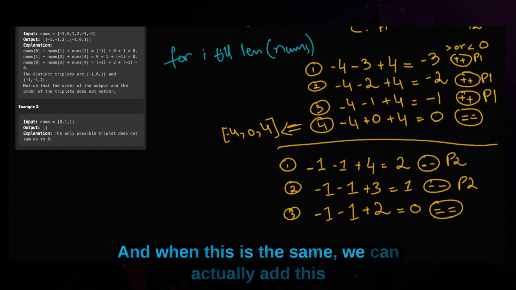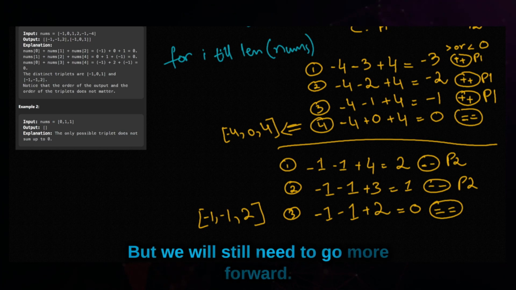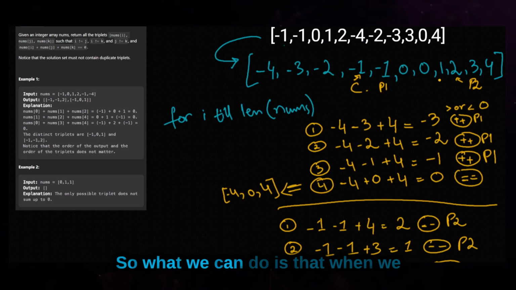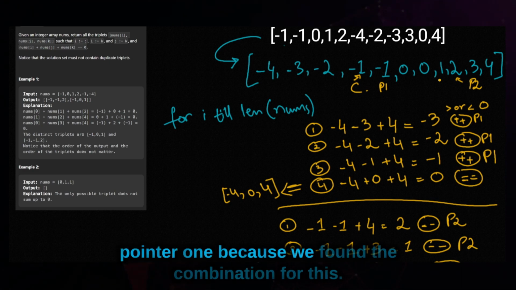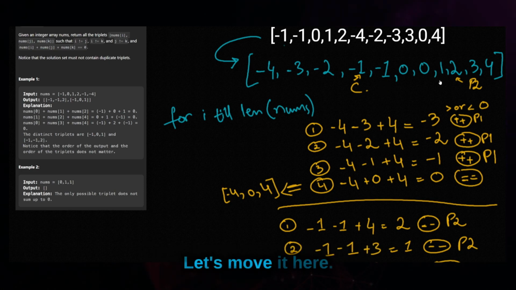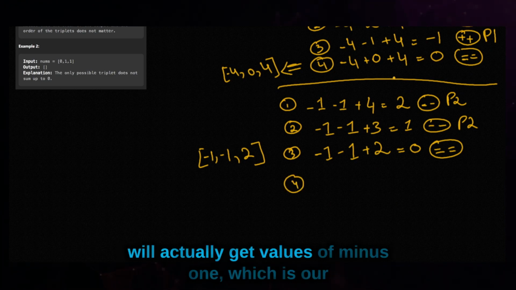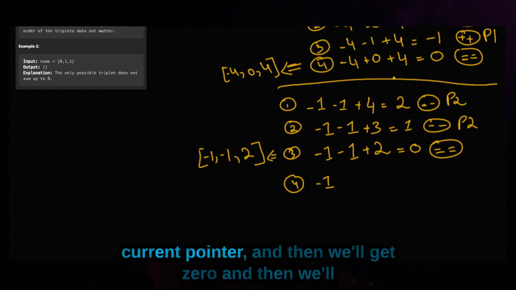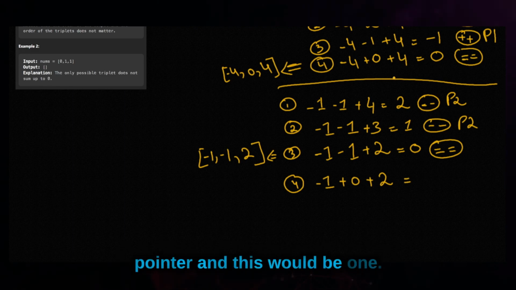And when this is the same, we can add this combination here, and this will be one of our answers, but we will still need to go more forward. So what we can do is that when we have found it, we can just increment our pointer 1 because we found the combination for this. Let's move it here. Once we have moved our pointer there, we will get values of -1, which is our current pointer, and then we'll get 0, and then we'll get +2 because we have not moved our second pointer, and this would be 1.